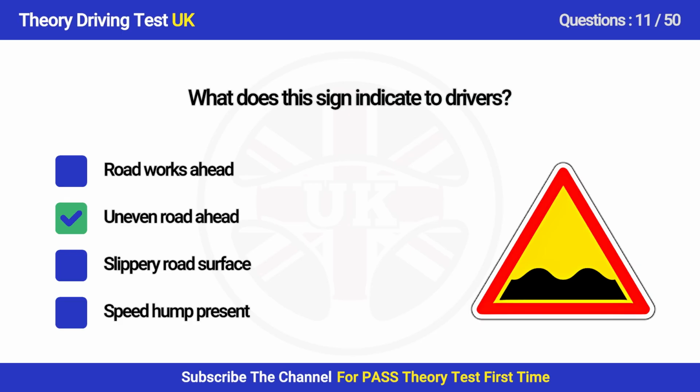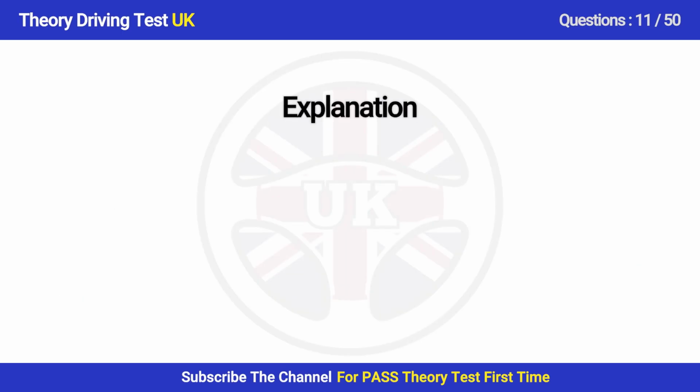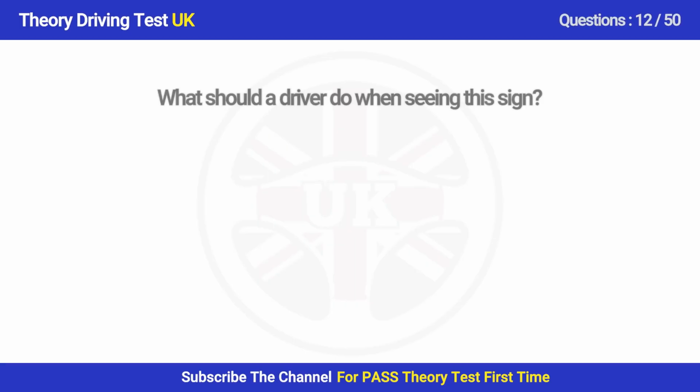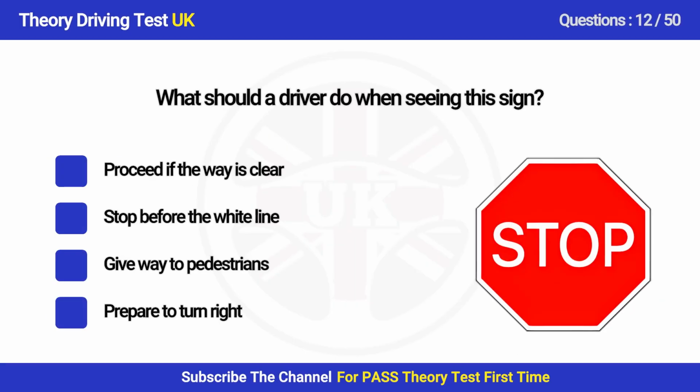Answer is B. Uneven road ahead. This sign warns of an uneven road surface. You should slow down to maintain control and avoid damage to your vehicle, as the road may have bumps or dips.